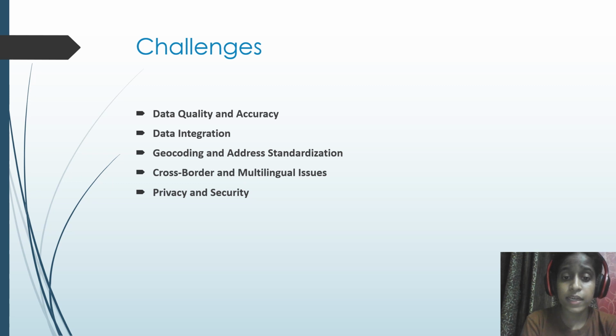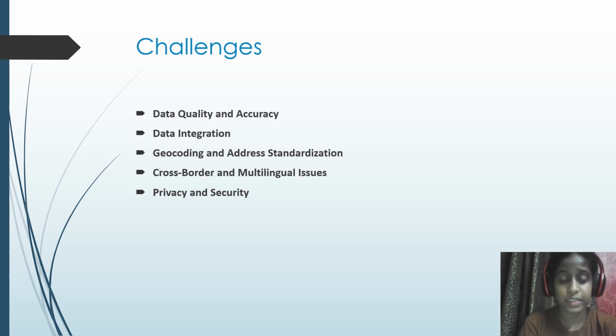Next is geocoding and address standardization. Geocoding accuracy can vary, impacting the search results. Standardizing the addresses across different regions and countries can be challenging. Cross-border and multilingual issues. GIR system must be capable of handling geographical data from various countries, languages, and character sets, and they need to be sensitive to cultural differences.